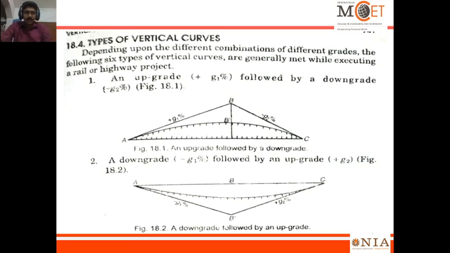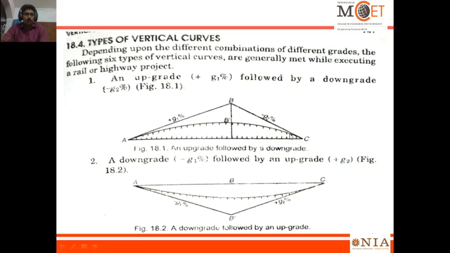So, types of vertical curves. Depending upon the different combinations of grades, the following 6 types of vertical curves are generally met while executing a rail or highway project. Mainly these will be applicable in railway and highway. So here the grade decides the curve, right? An upgrade G1, positive, followed by a downgrade, right?